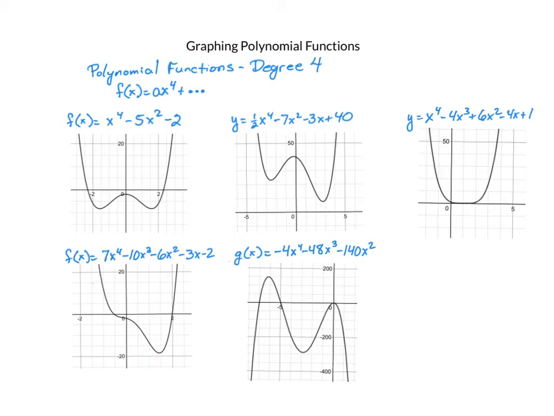Let's look at our turning points. 1, 2, 3. 1, 2, 3. Just one. Just one. And 1, 2, 3. For a fourth degree polynomial, we have at most 3 turning points.